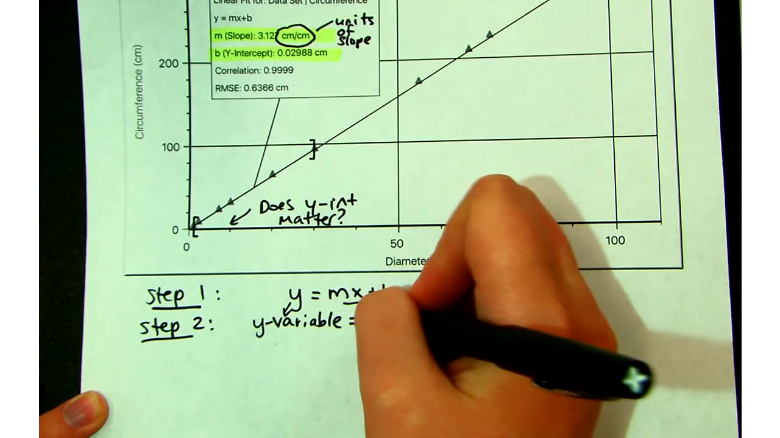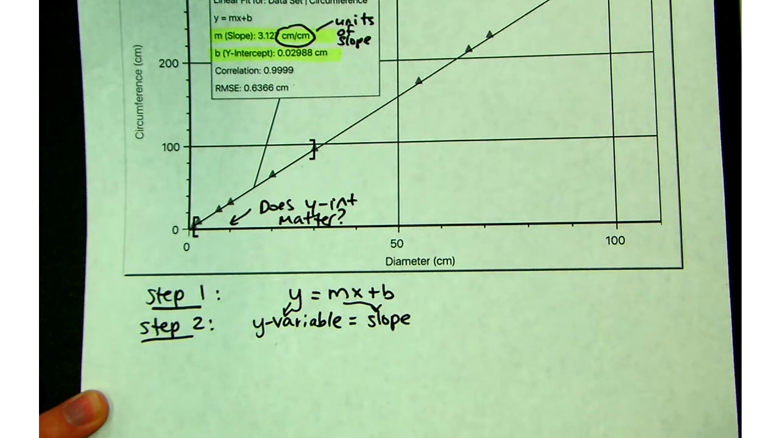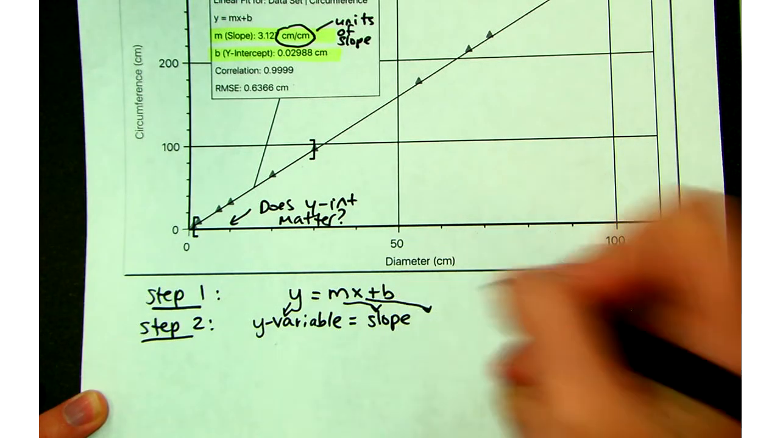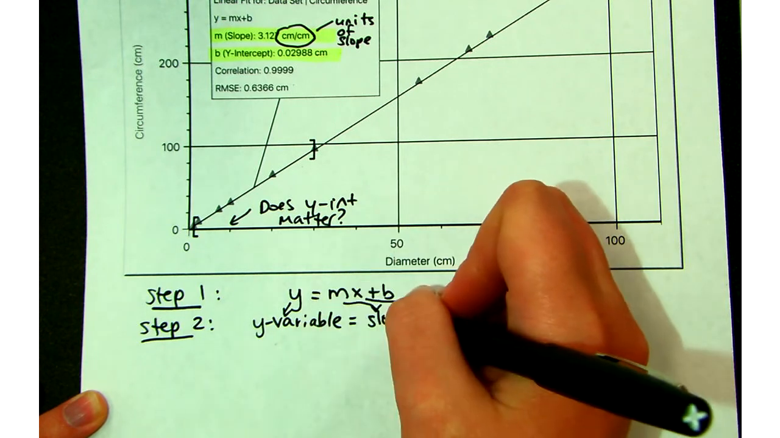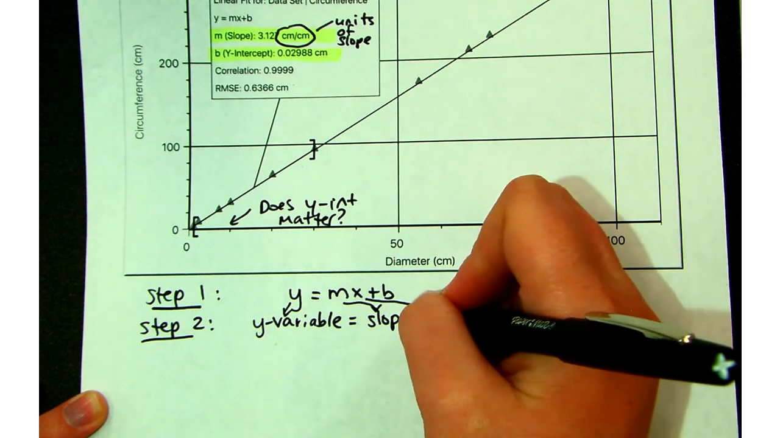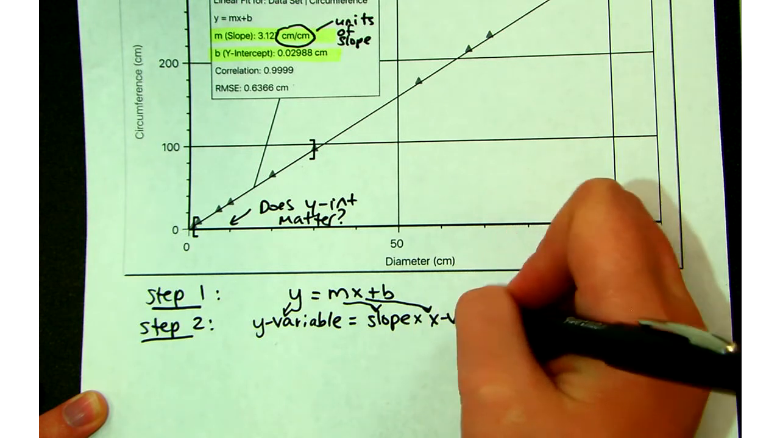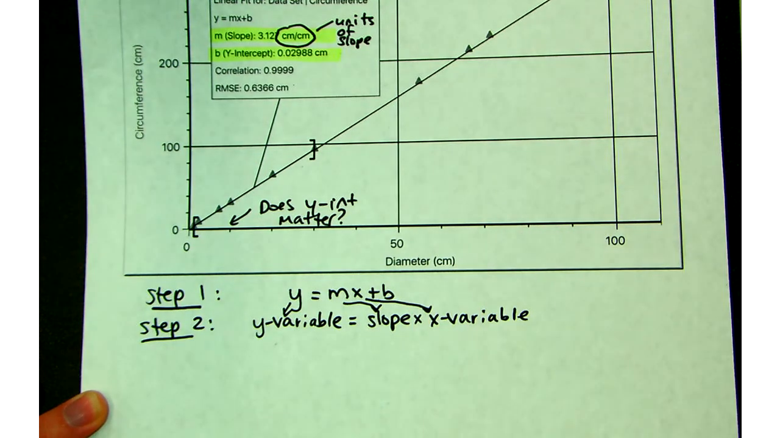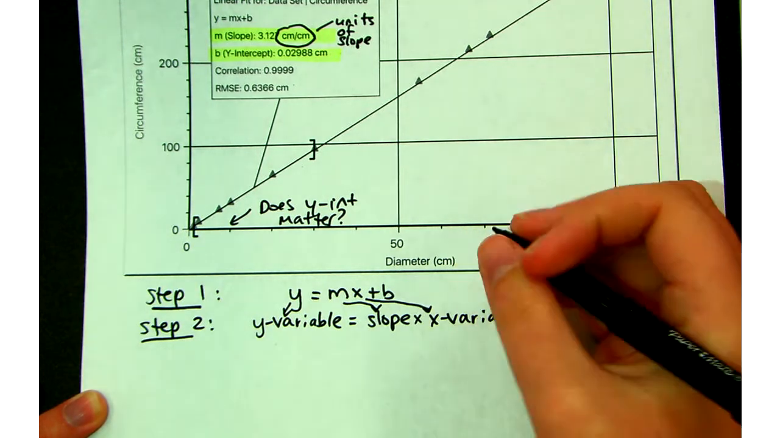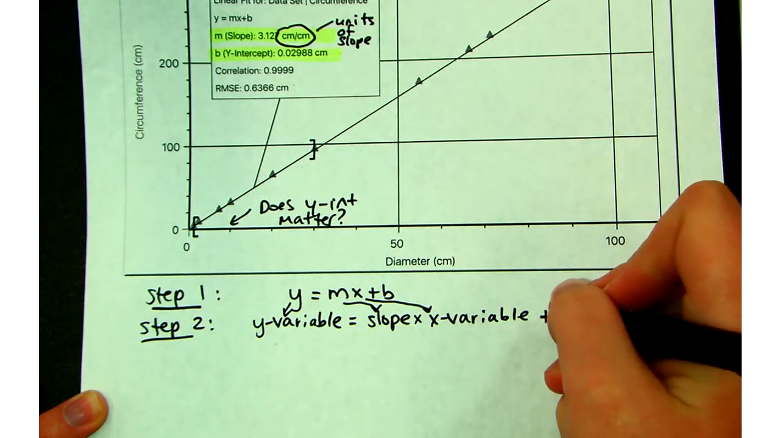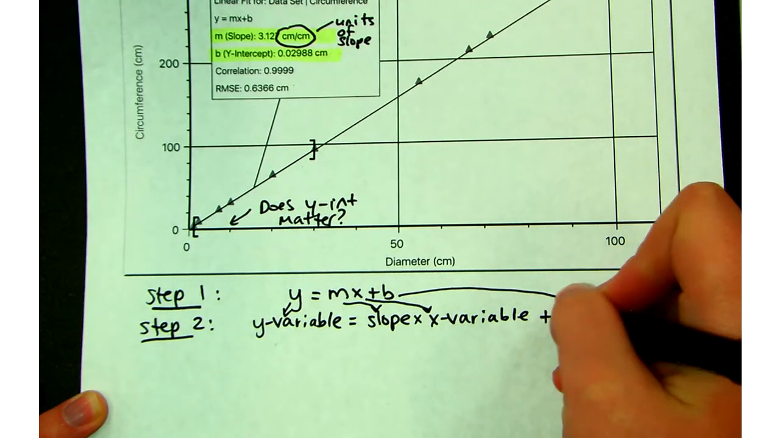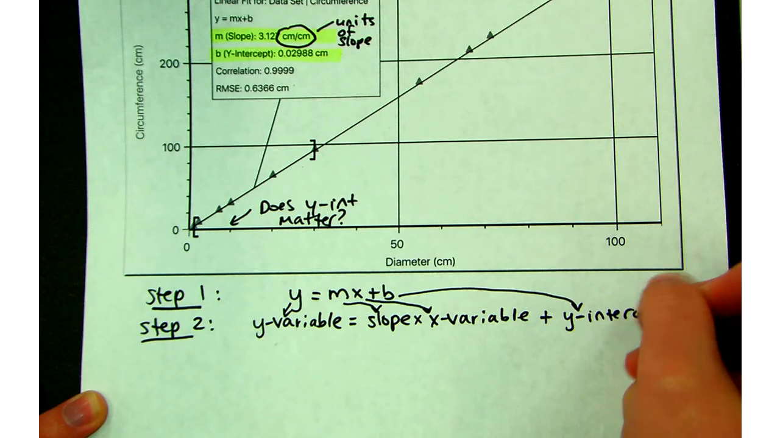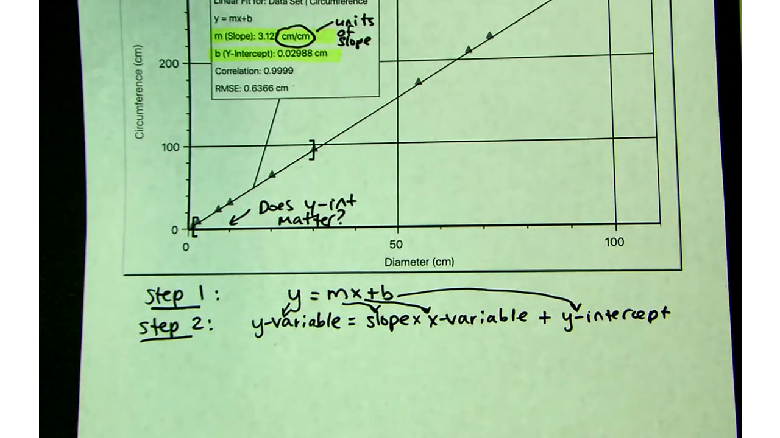What does x mean? In mx, I don't have any symbol between them, so I'm multiplying them. So it's the slope times my x variable, which in this case is going to be diameter. And then I'm adding b, which stands for my y-intercept. All right, and the reason that we do this is that our slope is probably going to mean something. The y-intercept is also probably going to mean something, if we have one.